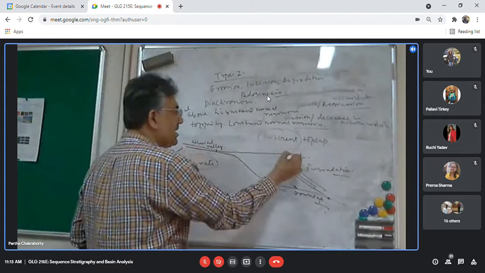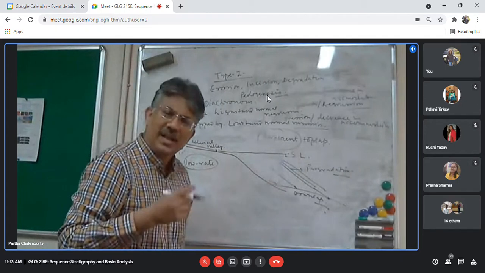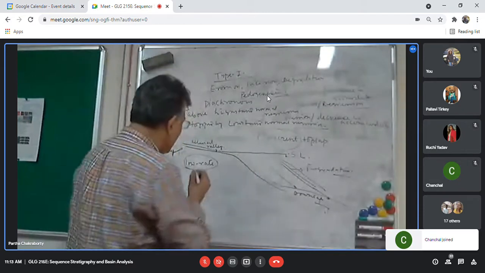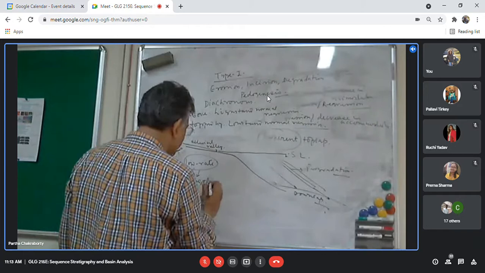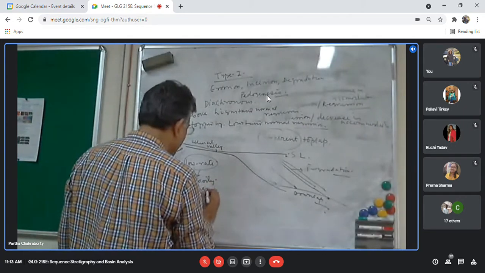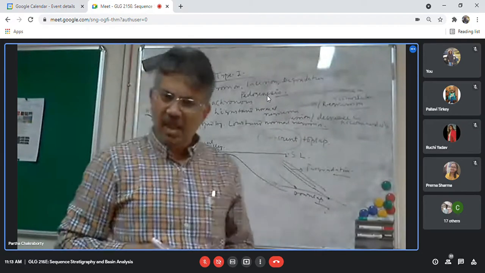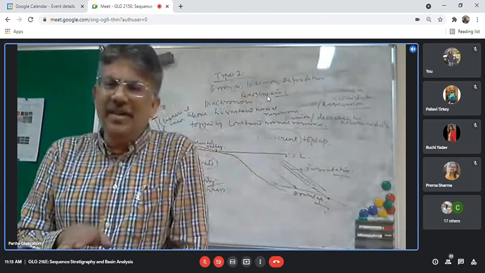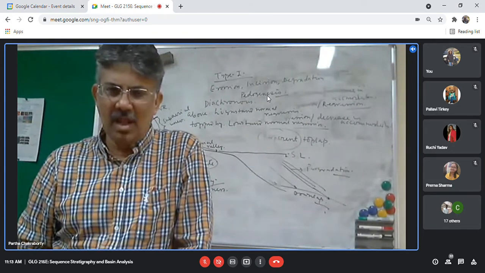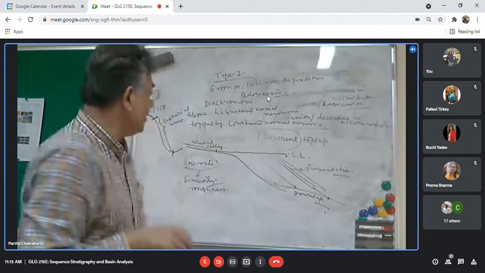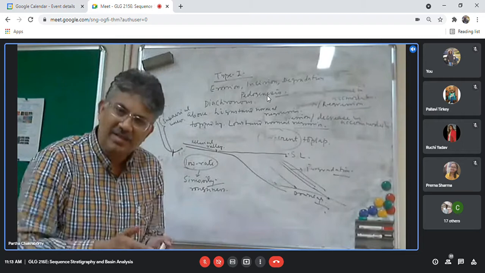Initially there is a low rate. At a very low rate of sea level fall, the river will try to adjust itself by changing its sinuosity and roughness. So a meandering river will become a little braided in character. The river will try to adjust itself according to the situation.